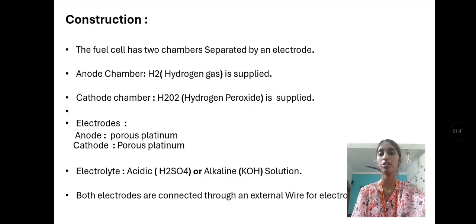Construction of hydrogen oxygen fuel cell. The fuel cell has two chambers separated by an electrode. Anode chamber: hydrogen gas is supplied. Cathode chamber: hydrogen peroxide is supplied. Electrodes: anode porous platinum, cathode porous platinum. Electrolyte: acidic or alkali. Both electrodes are connected through an external wire for electron flow.